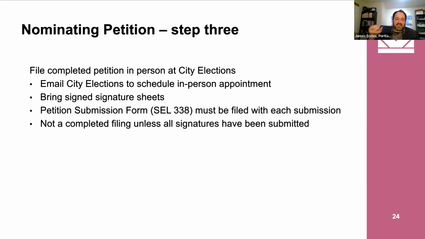All right. The last thing I'll say on this is, you're not done until all the signatures have been submitted. So if you do decide to do them in two goes, or you just don't get over the threshold in that first go, know that that's only a partial filing. It's not a complete filing until you come back and you have all 500 plus of those signatures filed with us. All right, let's go forward.